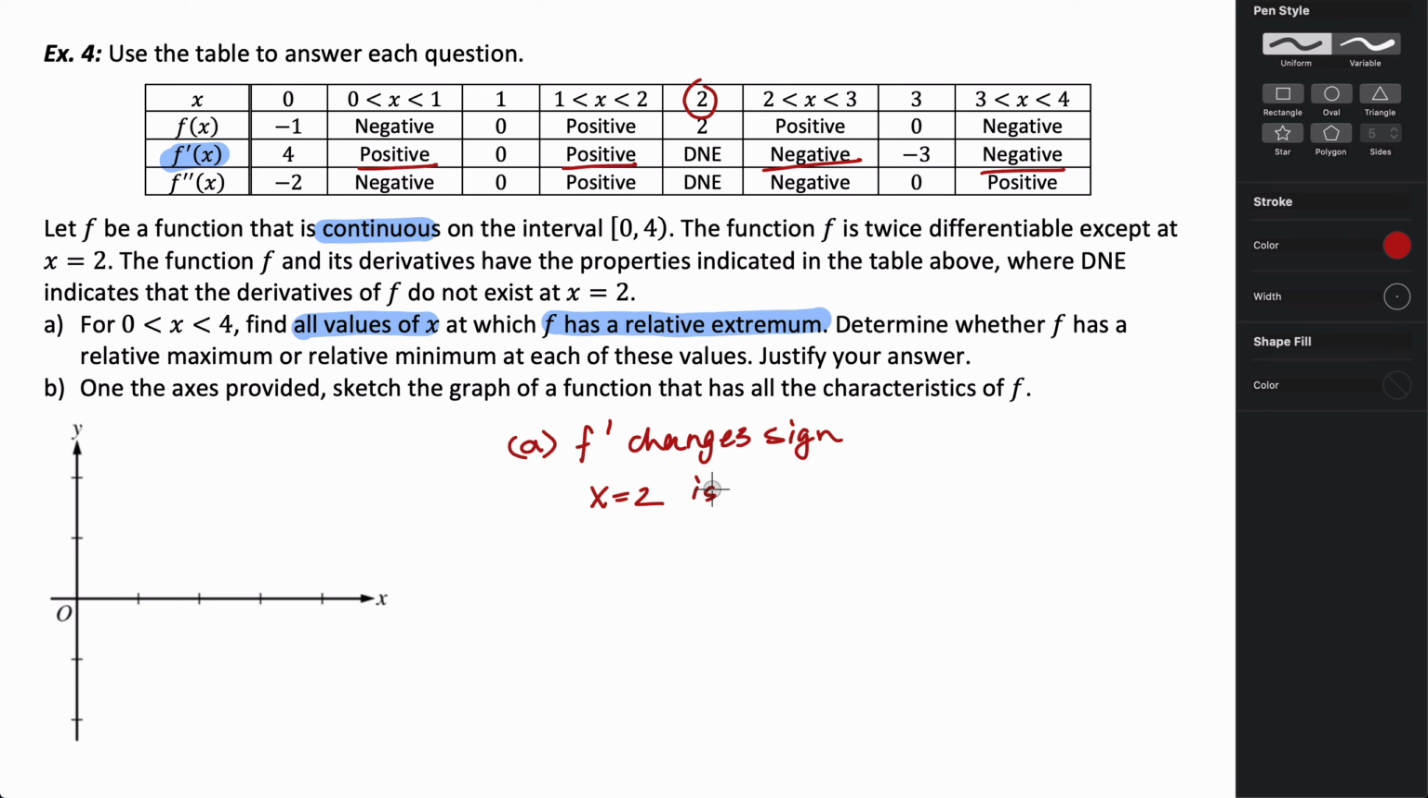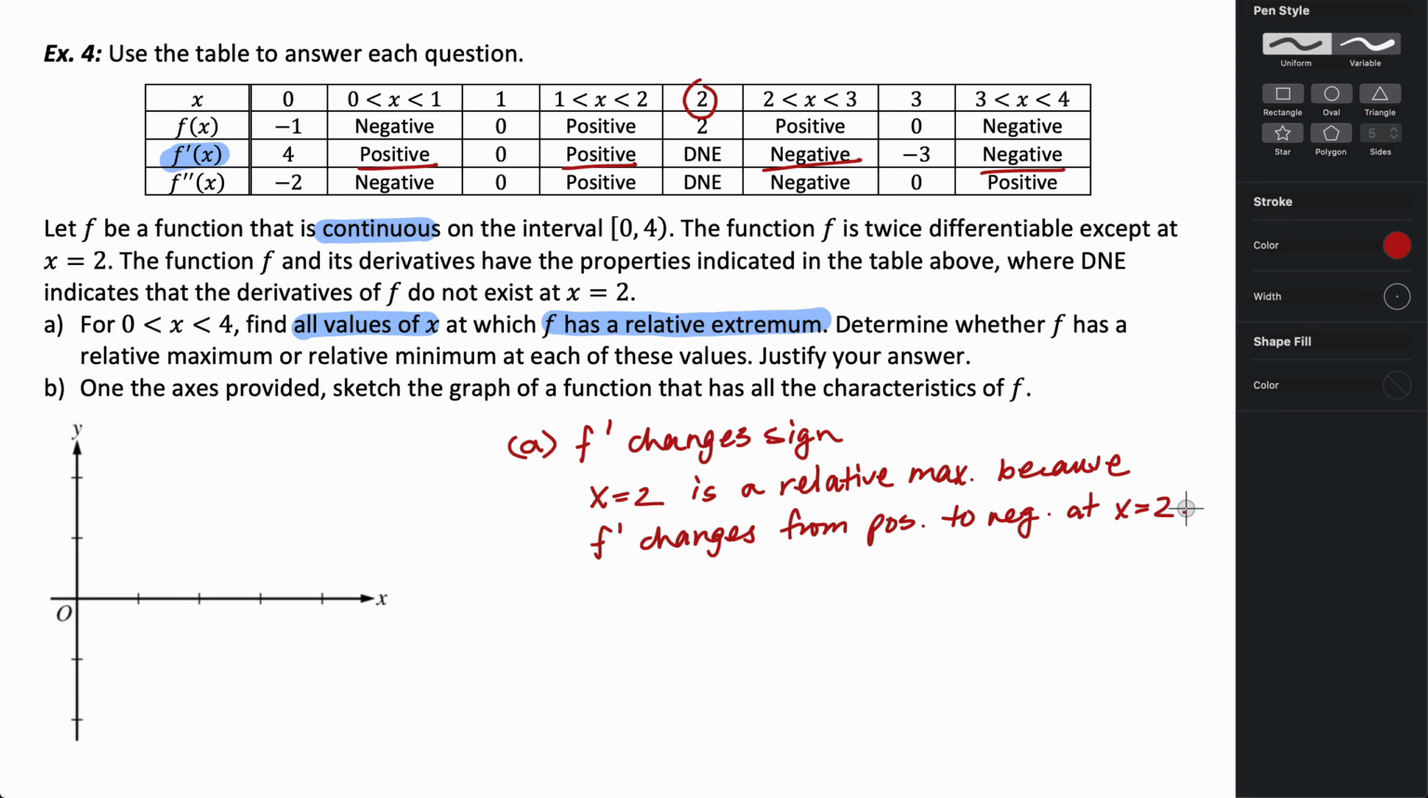x equals 2 is a relative maximum because f prime changes from positive to negative at x equals 2. All right, so that would be our justification there.